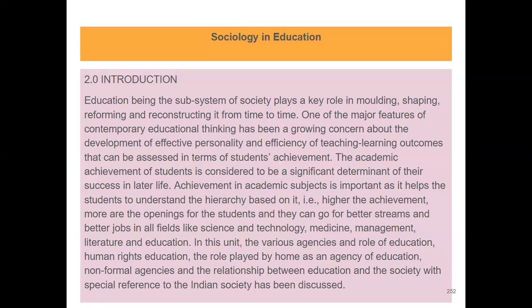So in this unit, the various agencies of education and the role of education, human rights education, the role played by whom as an agency of education, non-formal agencies of education, and the relationship between education and the society, with special reference to Indian society, will be discussed.